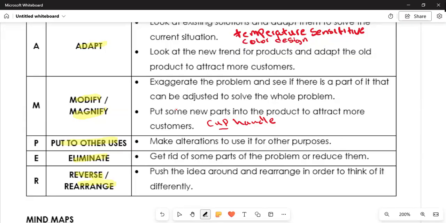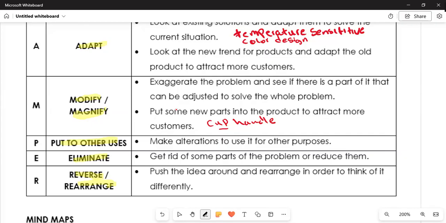That's when you are saying you eliminate. So you are going to remove unnecessary parts to simplify or improve. With an example, you can say eliminate the handle to make the cup stackable and save space in the kitchen cabinets. You can eliminate the handle. You can remove the handle, so that you make sure there will be space in the kitchen cabinets. You see.